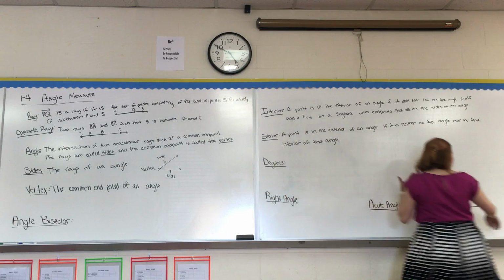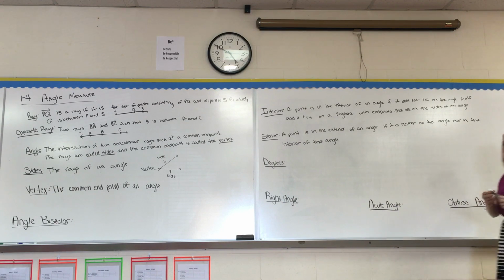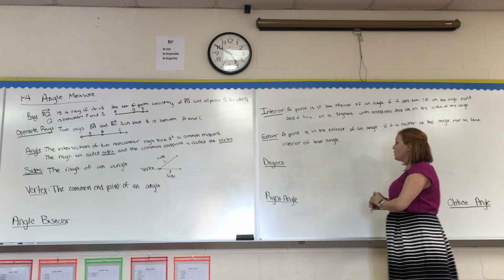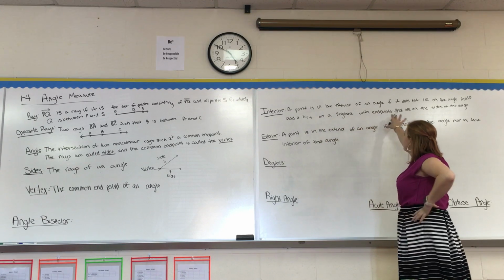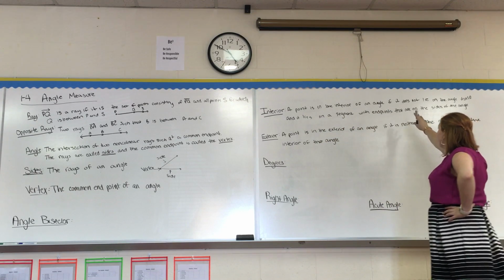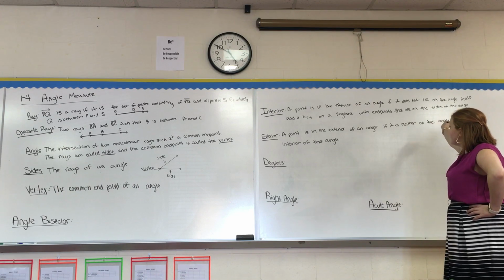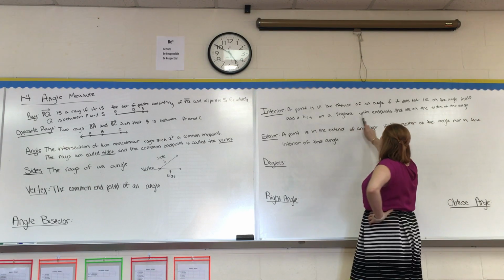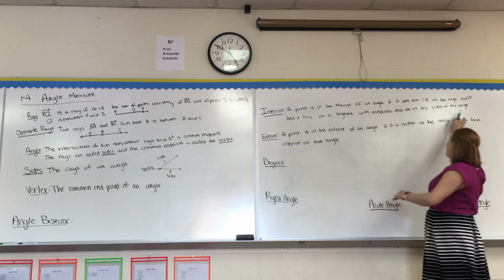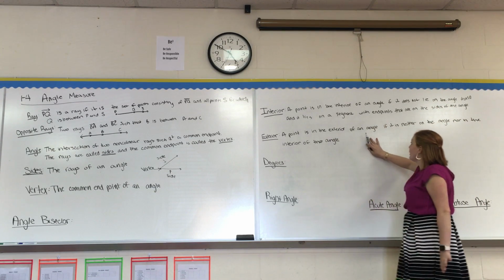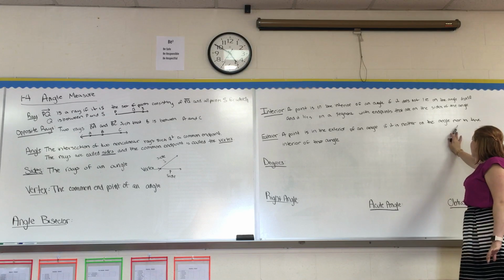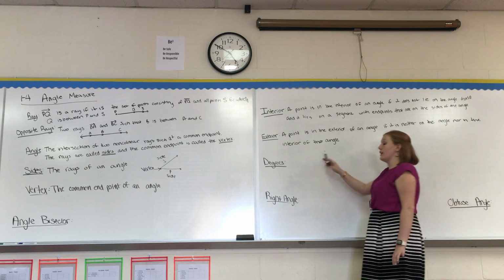Okay, I kind of got cut off in a weird place last time, but I want to continue where we left off. So we have an interior, which is a point that lies in the interior of an angle. If it does not lie in the angle itself and it lies on a segment with endpoints that are on the sides of the angle. An exterior is a point in the exterior of an angle if it is neither on the angle nor in the interior of an angle.